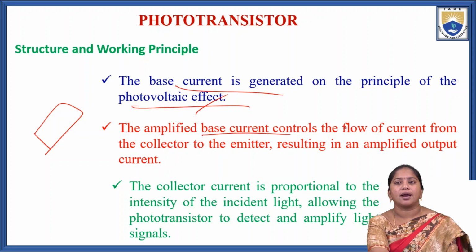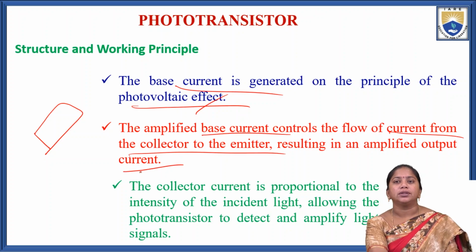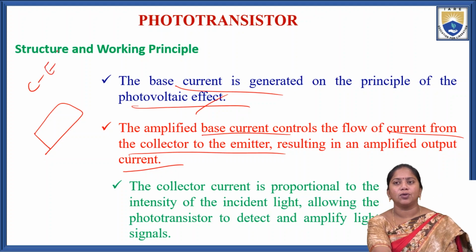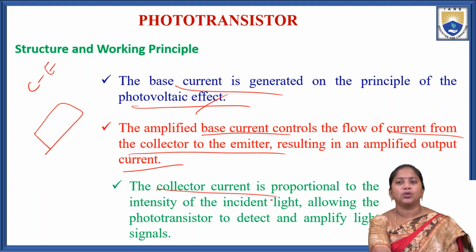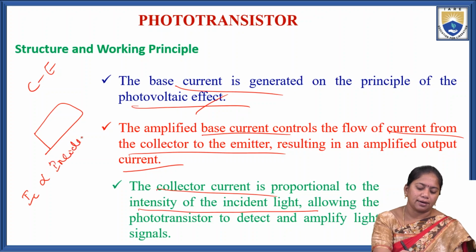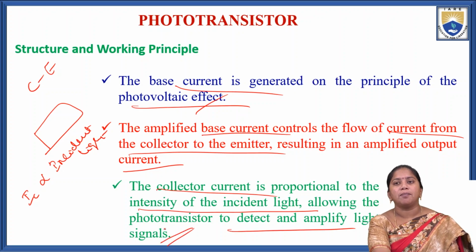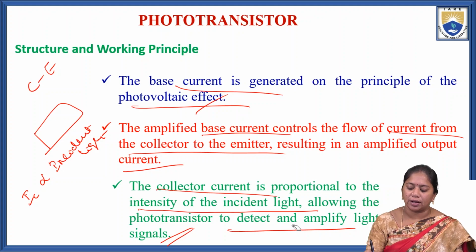The amplified base current controls the flow of current from the collector to the emitter, resulting in the amplified output current. The collector current is proportional to the intensity of the incident light, allowing the phototransistor to detect and amplify the light signal.